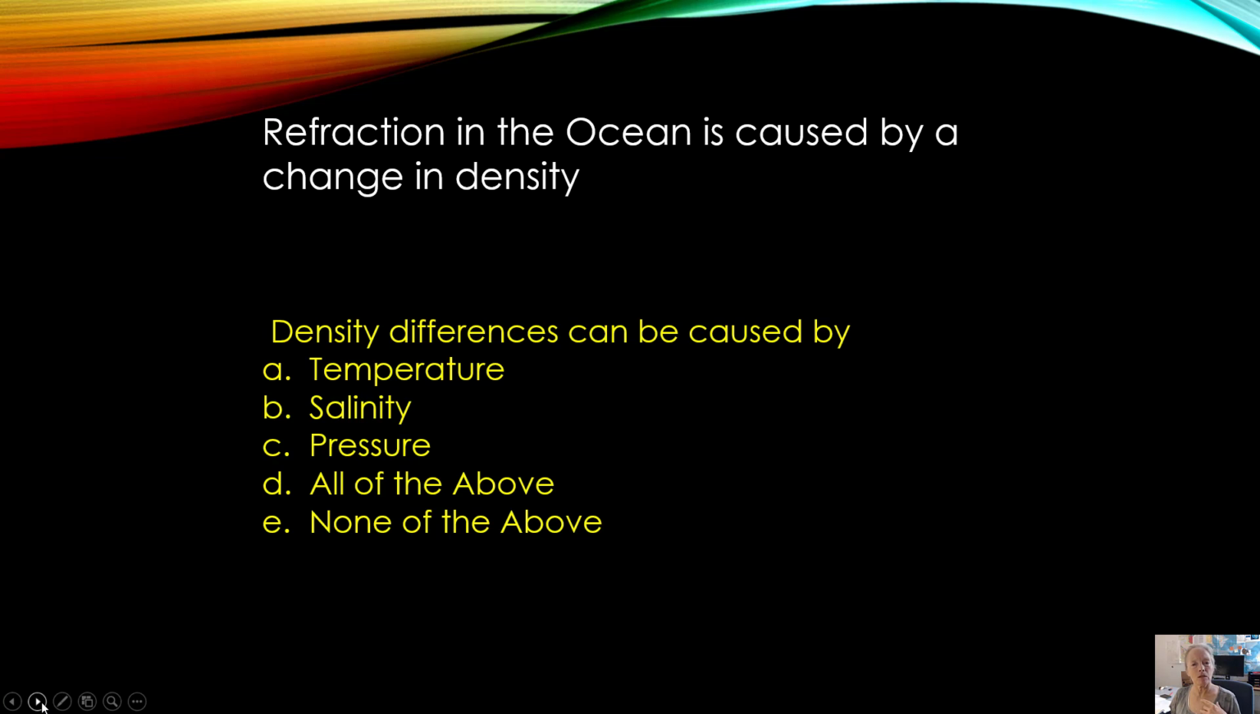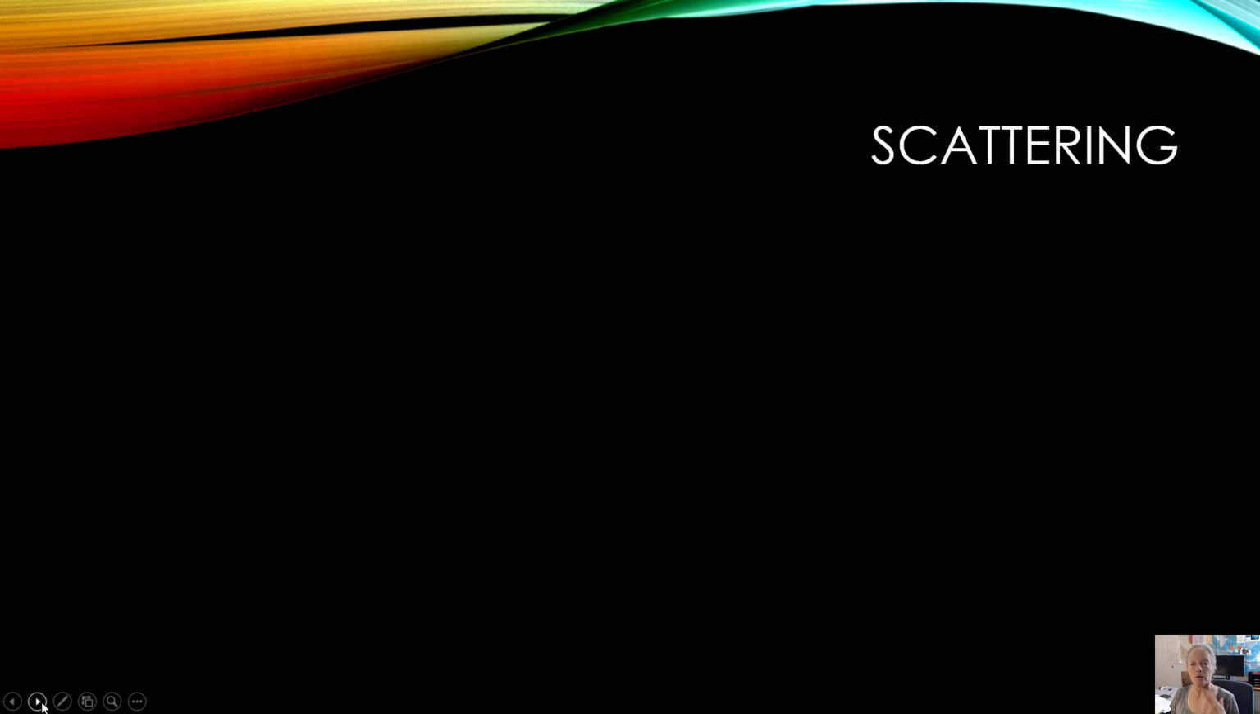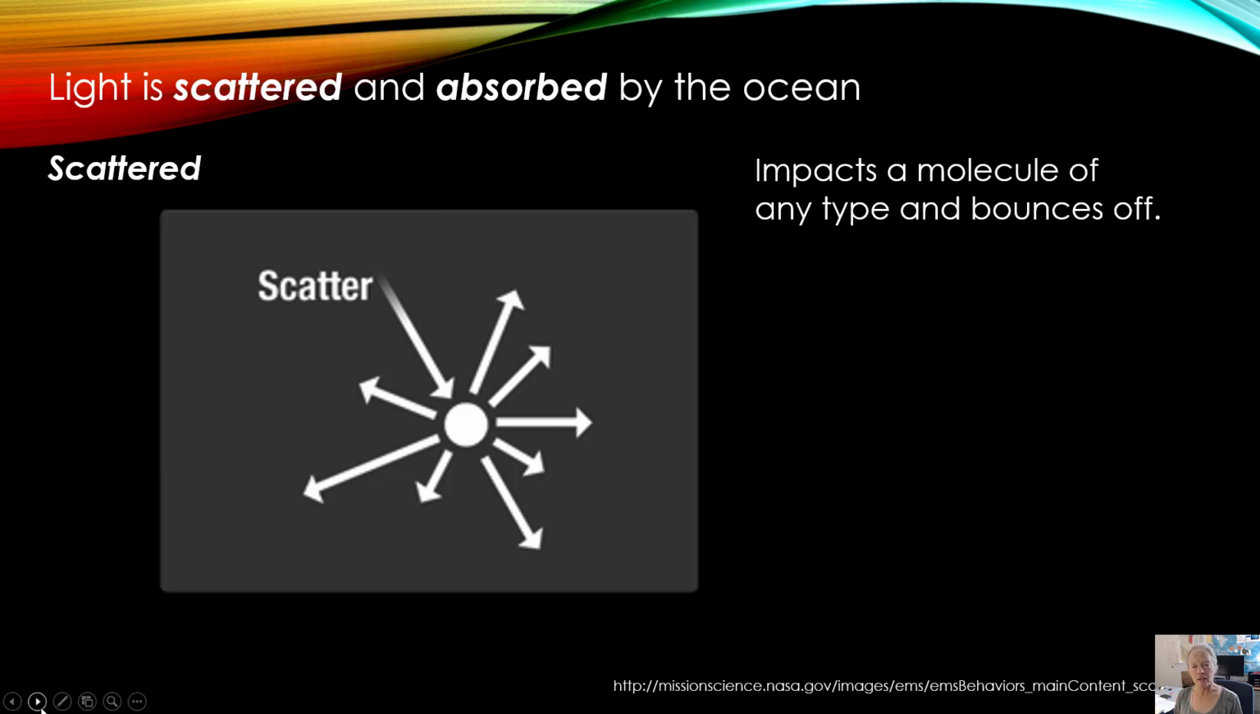Let's see now. Refraction in the oceans caused by changing density. Yes, I know that. Scattering. So we've done refraction: change in the wave motion of either light or sound due to change in density. Scattering is what happens when a wave hits a molecule, and it scatters it, just like it sounds like, and just like that picture looks like. It bounces the waves off in different directions.